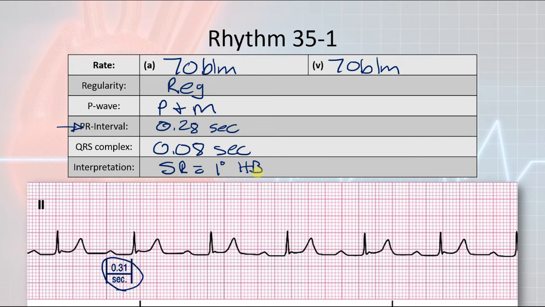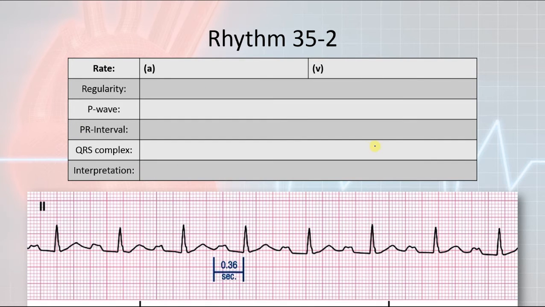I will tell you now there are a lot of issues with identifying these rhythms, these heart block rhythms. If you only put first-degree heart block as your interpretation, you will get it wrong. This is not the rhythm. This is the anomaly. This is the problem with the rhythm. You have to put the underlying rhythm first. In this case, the underlying rhythm is a sinus rhythm. The problem is that it has a first-degree heart block. First-degree heart block is not the rhythm.